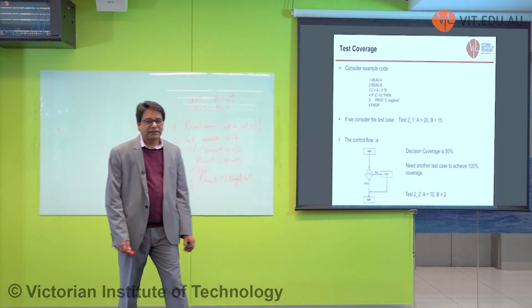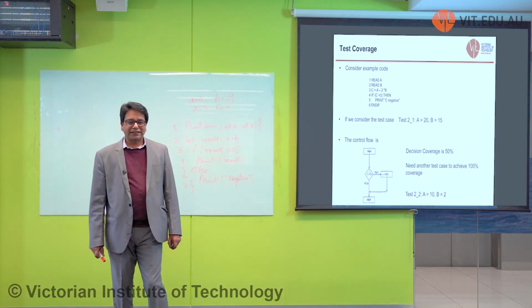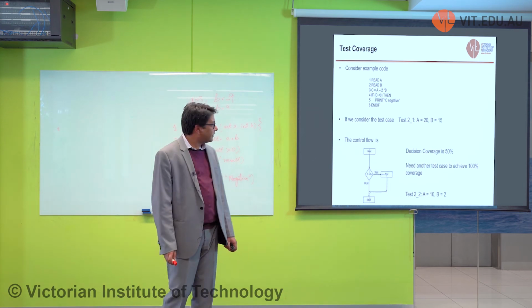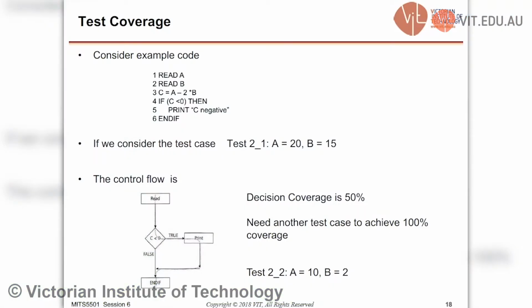Consider a simple example where we are reading two numbers, A and B, and we have an if statement. Here we are testing the if statement on C, but before that we are doing some calculation: A minus 2 multiplied by B. In the first test case, for example, A is 20, B is 15. What do we have in the answer? It's a positive number. So, if C is less than 0, is that true? No. So we would go to the end of the if statement.